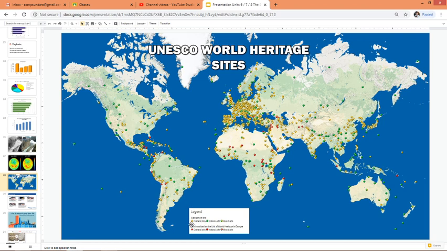The yellow dots, look at the legend. The yellow dots are the cultural sites. The green dots are the natural sites, all right? There are mixed sites. And the red dots are the ones that are in danger, right? That means that due to either climate change, or the increase in human population, or maybe war, these places are being destroyed.